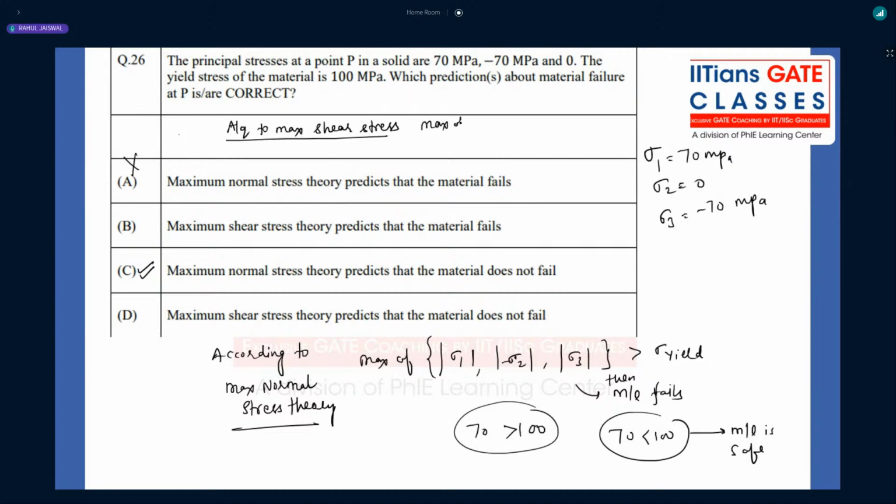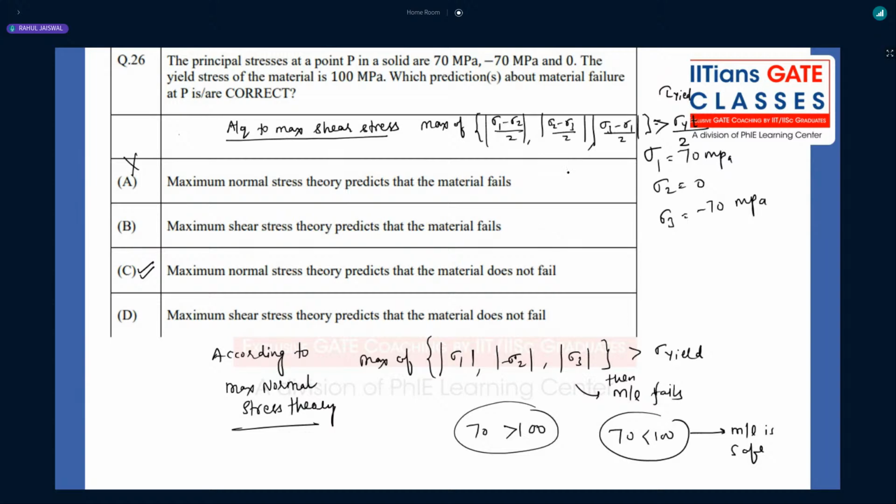Maximum of (sigma 1 minus sigma 2) by 2, (sigma 2 minus sigma 3) by 2, (sigma 3 minus sigma 1) by 2. If that is exceeding sigma yt divided by 2, which is what we write as tau yield, then definitely we can say the material is going to fail, right?